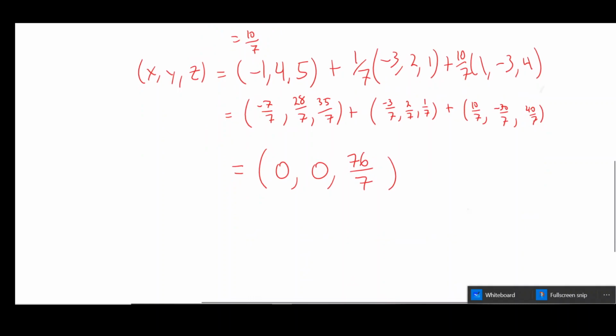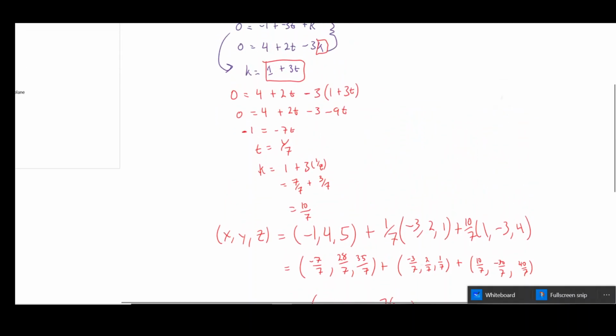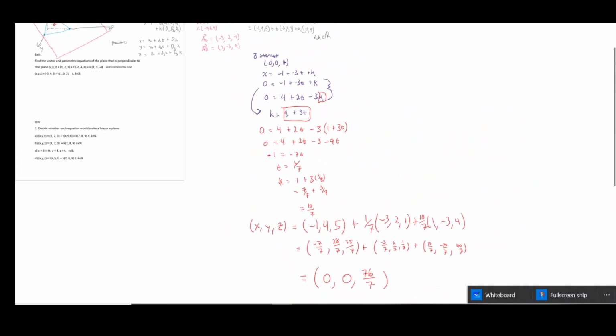Woo! I could go back in Desmos and graph it, and we could see it's on that plane, but I think we've had enough for today. So, there's my beautiful lesson.